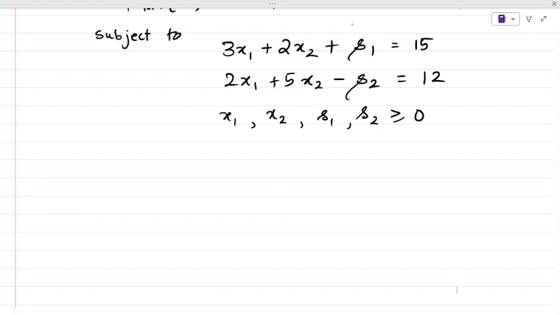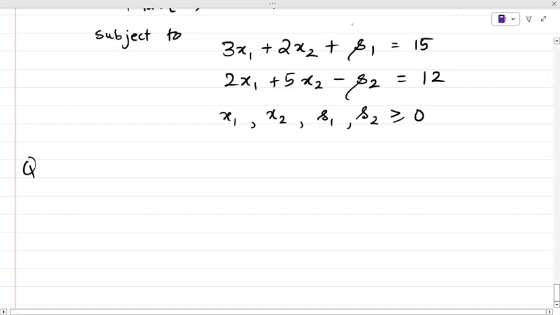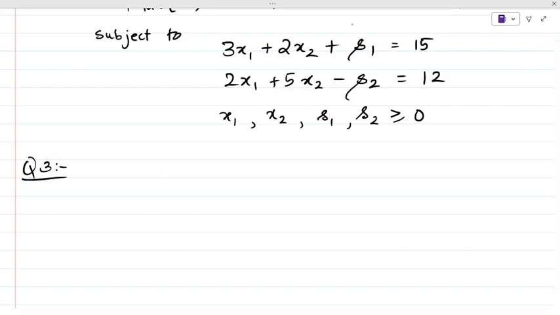How do we handle this? Then all these things are very important. So question 2, question 3 we take. Here we take, let's say, express LPP in standard form.